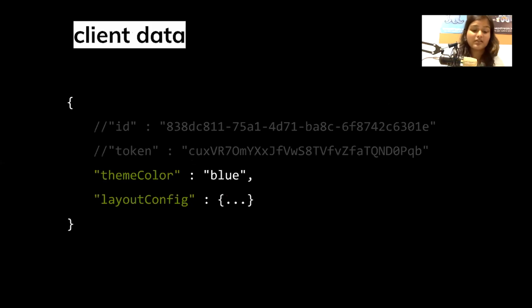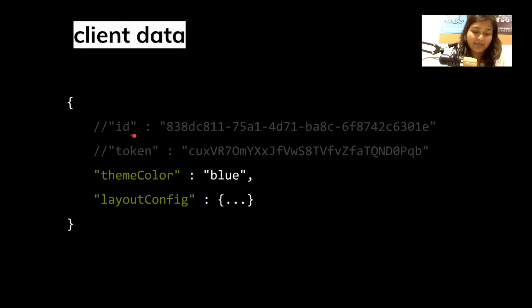As I've been mentioning, we have client data that we included with every kind of authentication except for no auth. So what client data is, you have some particular data for every client, like the theme color and layout config as shown in this example, which is returned back to the client that the client can basically utilize while performing the application logic. And apart from this, there are two other pieces of data which are implicitly returned by deepstream as part of client data.